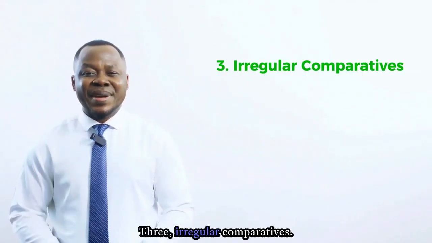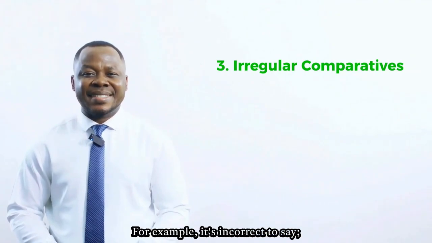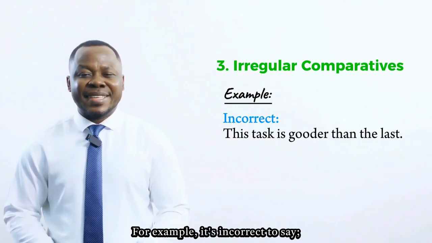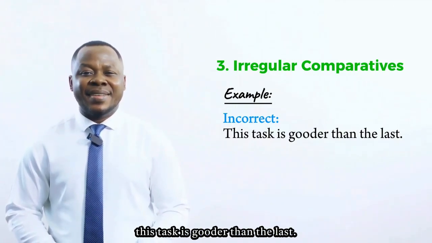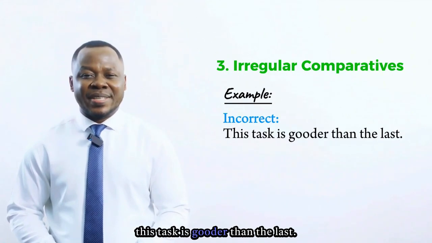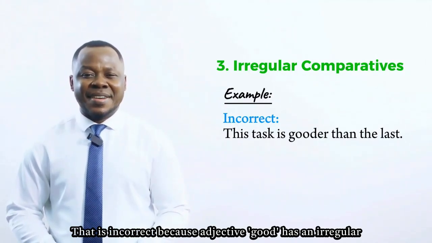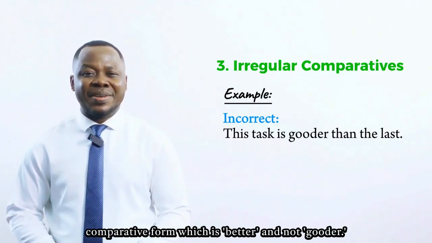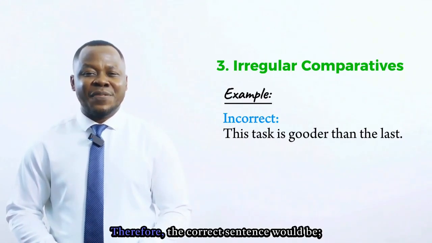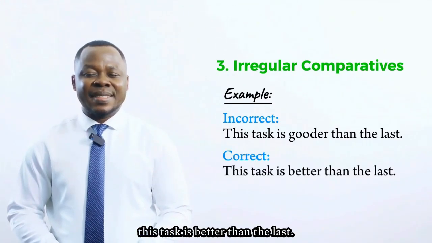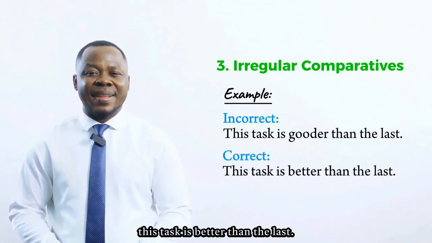3. Irregular comparatives. For example, it's incorrect to say, this task is gooder than the last. That is incorrect because the adjective good has an irregular comparative form, which is better and not gooder. Therefore, the correct sentence would be, this task is better than the last.